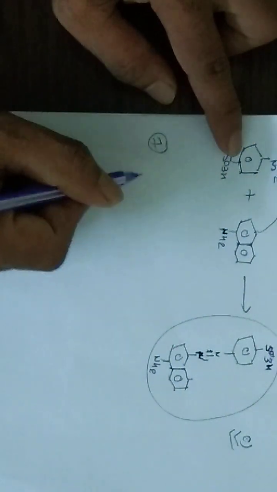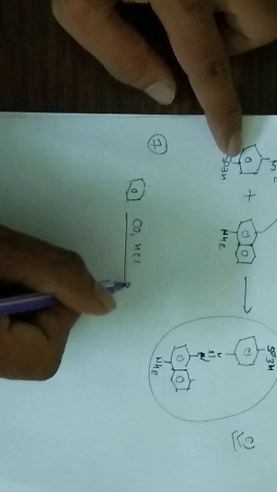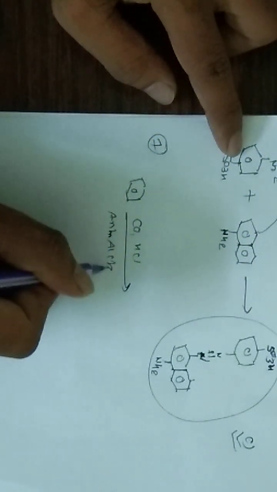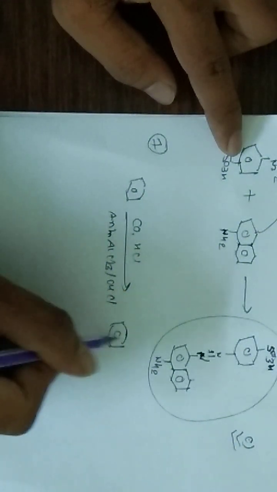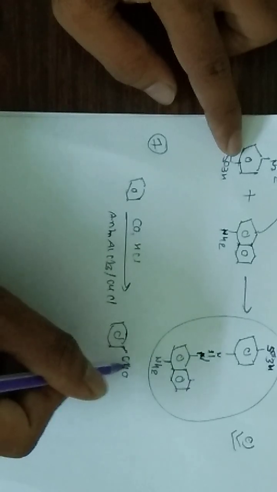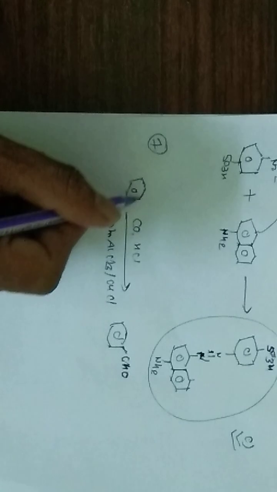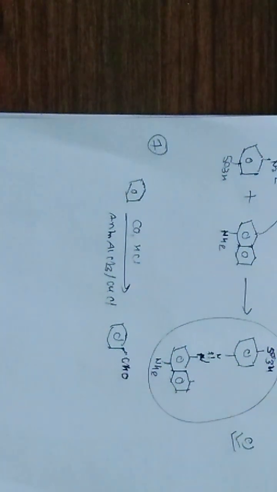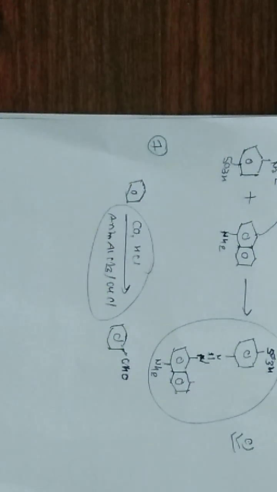Identify the name reaction. The reaction given is simply benzene on reaction with carbon monoxide in presence of HCl and anhydrous AlCl3 and cuprous chloride gives benzaldehyde. If you have studied all the name reactions given in the JEE Mains syllabus, then you can easily find out in which reaction this reagent is used. So which is that reaction?